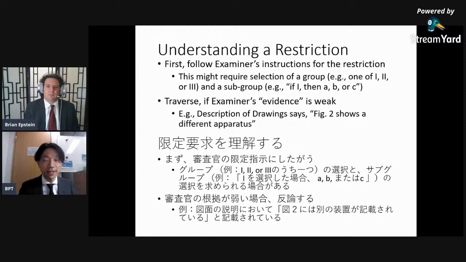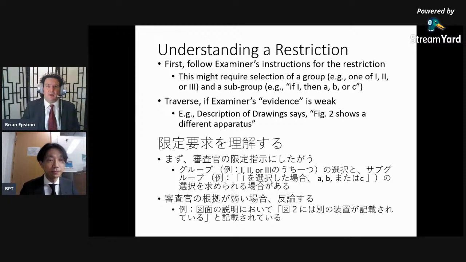Okay, so Brian-san, it sounds like responding to restrictions can be complicated. Restrictions sometimes lead applicants to file divisional applications. A divisional application requires many of the costs of a second prosecution. So to save cost, applicants instead might add new dependent claims to the original application to cover a non-elected invention. These claims are eligible for rejoinder, right?